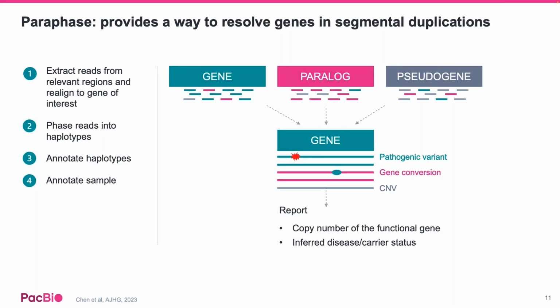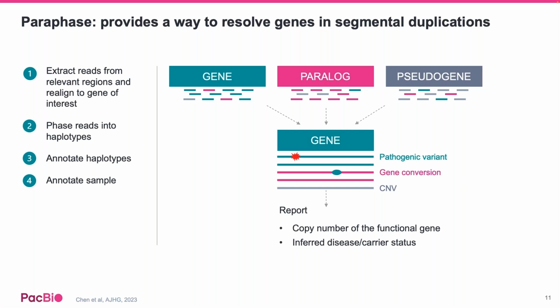This is why we developed Paraphase, a tool to provide a way to solve genes in segmental duplications with the advantage of HiFi reads. Paraphase works by first extracting reads aligned to relevant regions and realigning them to the gene of interest, then phasing them into haplotypes. By doing so, it solves the problem of alignment difficulty due to sequence homology, and allows us to examine all copies of the genes in a gene family, as well as copy number variants and other variants, like we mentioned here.